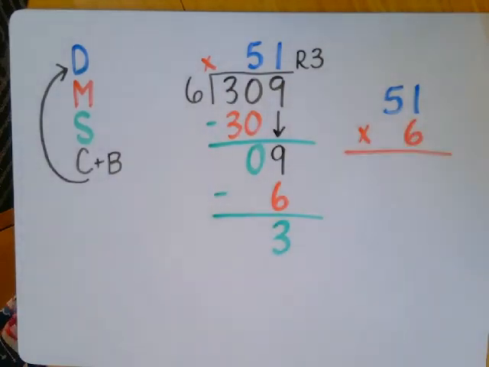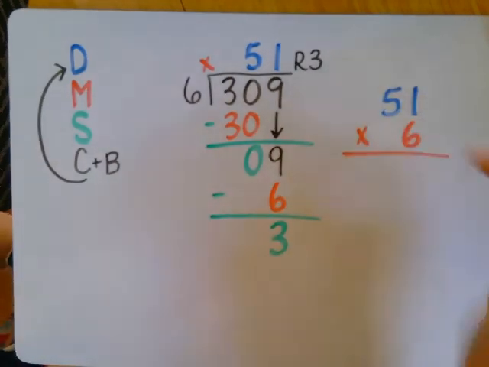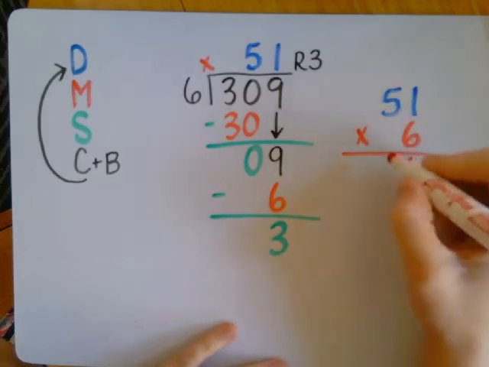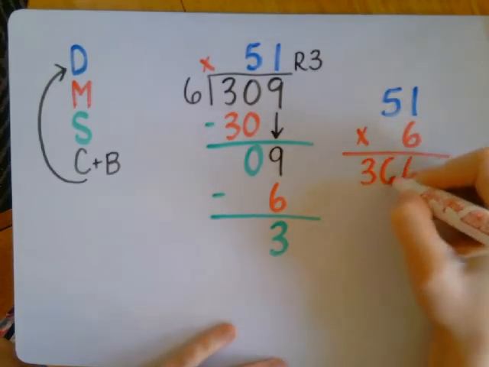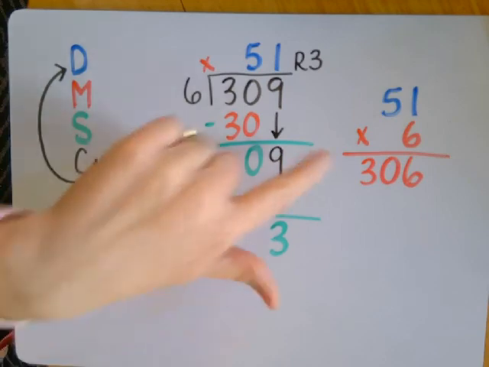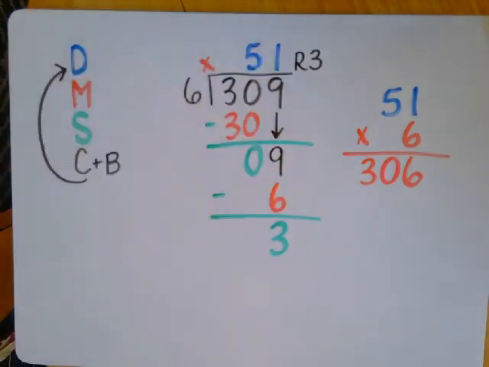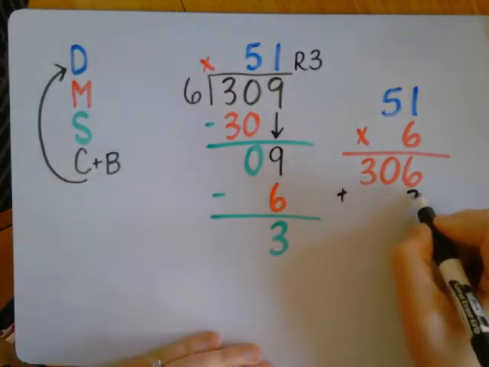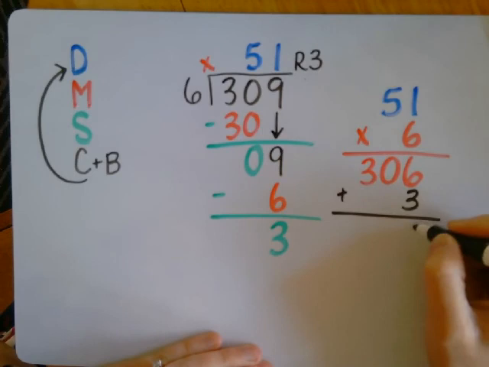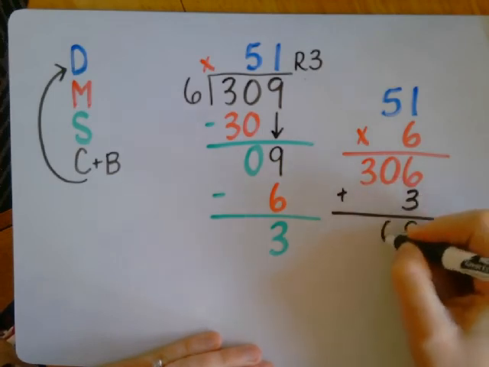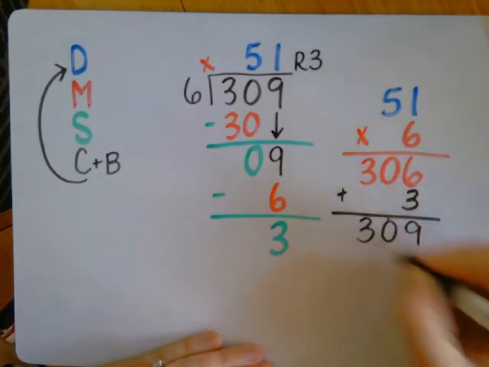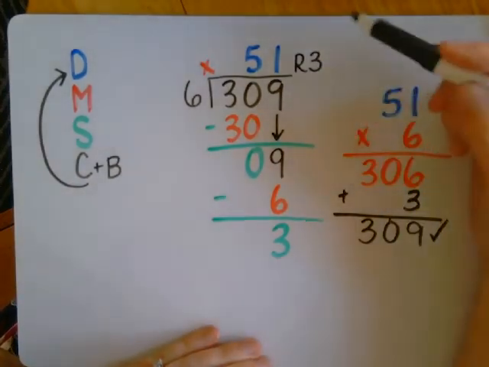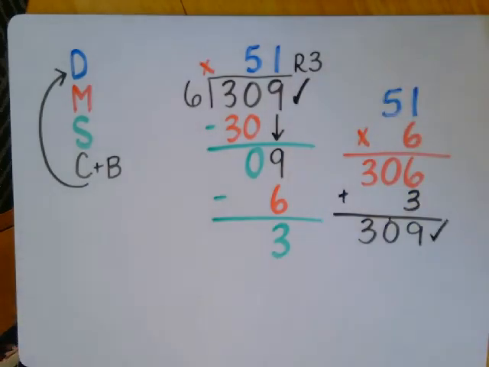51 times 6. All right, let's try this again. 1 times 6 is 6, and 6 times 5 is 30. That looks better. 306. It's still not 309, but remember, we had a remainder of 3. So if we added that back, 6 plus 3 is 9, 0 plus nothing is 0, 3 plus nothing is still 3. We get our answer. So 309 checks off with 309, and you're good to go.